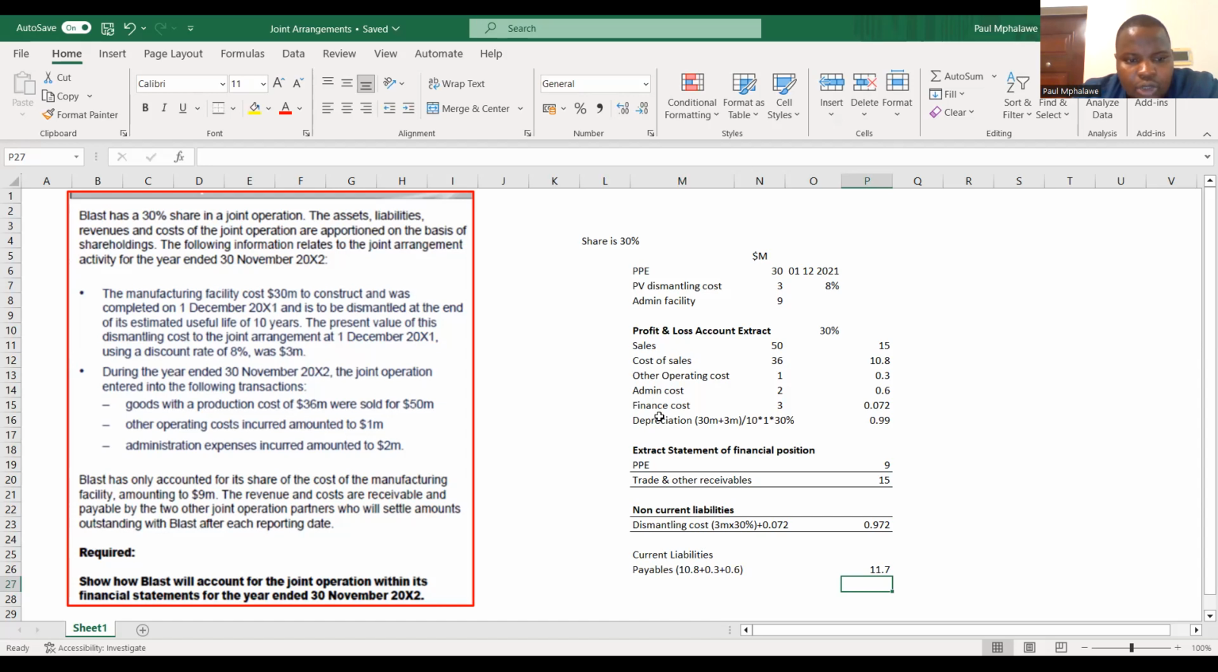Okay. So, under assets, I've just remembered one thing. We need to include trade receivables. Okay, trade receivables we included already. Yeah, I think that's all. We should be good.